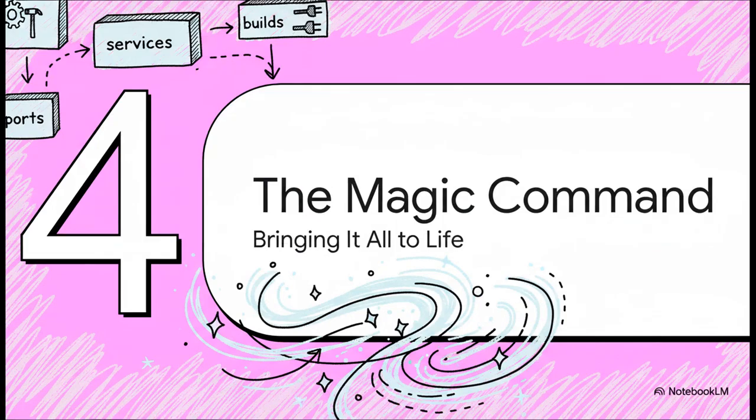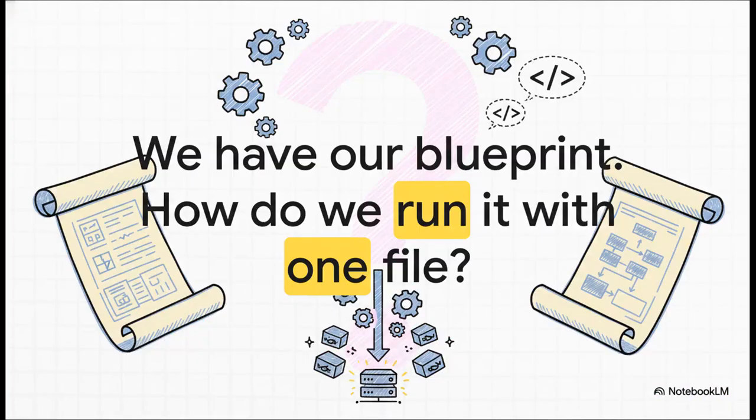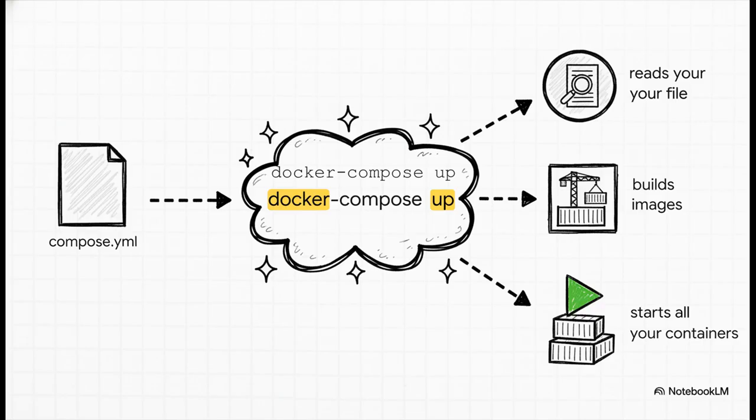Okay, so we've written our blueprint. We've declared our services, our builds, our ports. Now for the really good part. How do we make this all go? This is the big question, isn't it? We have this nice, clean file, our single source of truth. How do we actually turn this text file into a fully running application? With docker compose up, that is it. That one little command reads your file, builds your images if they need to be built, creates a private network so your containers can talk to each other, and starts everything up. It is seriously like magic.